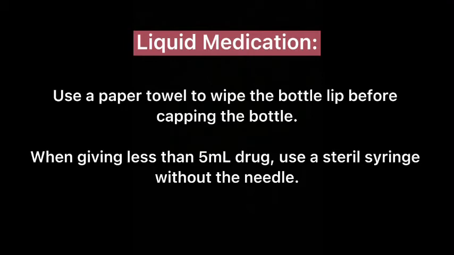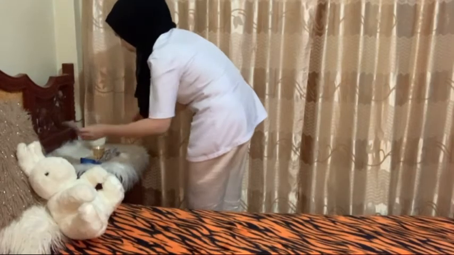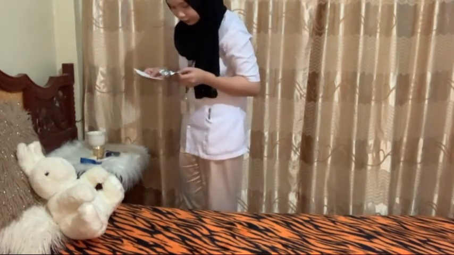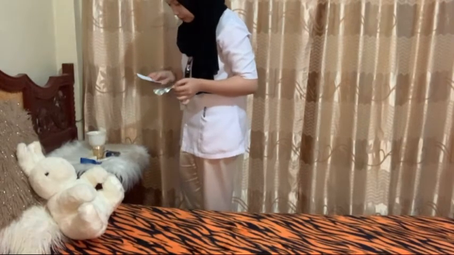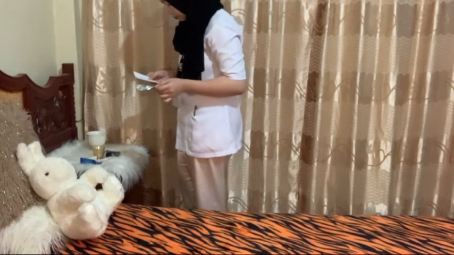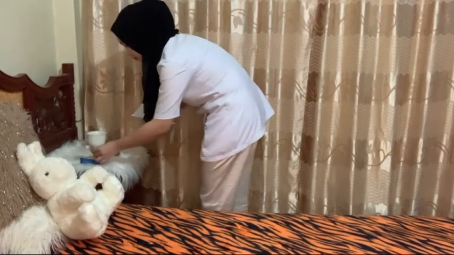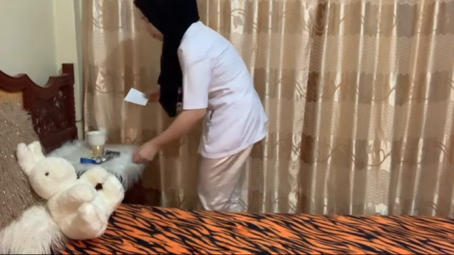And when giving less than 5 ml of a drug, use a sterile syringe without the needle, which allows more accurate measurement of all small amounts. Then place the prepared medication and medication card on the medication tray together. Then countercheck the medication label on the bottle with the medication card for the third time before returning the bottle or box to its storage place. Then transport medication carefully, keeping it in sight at all times.